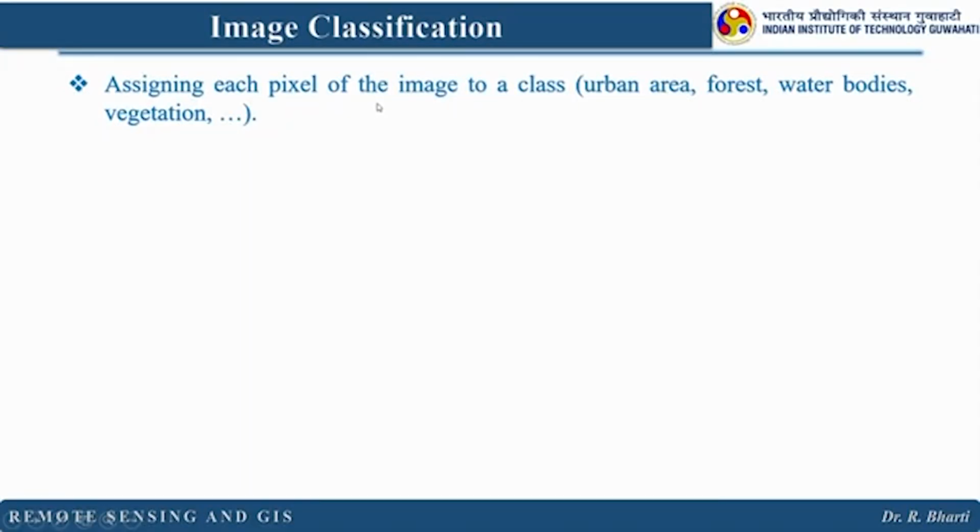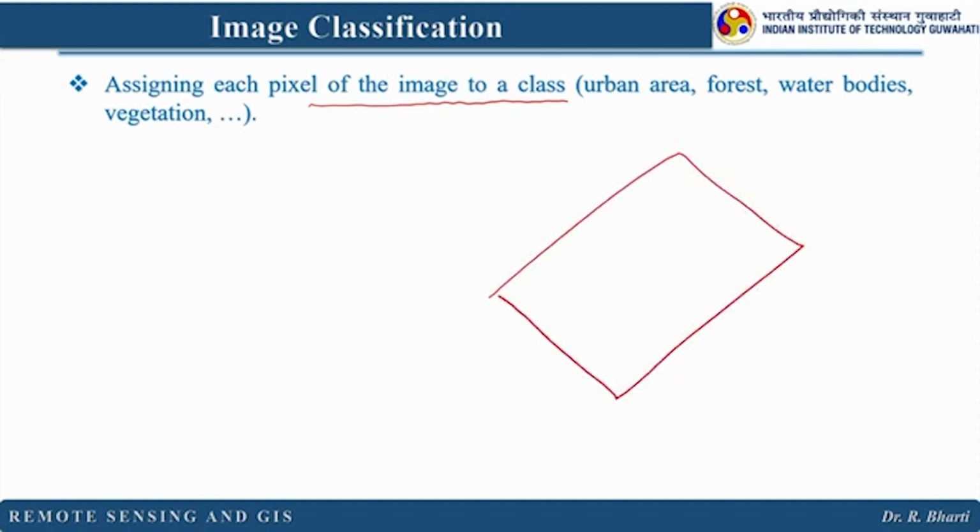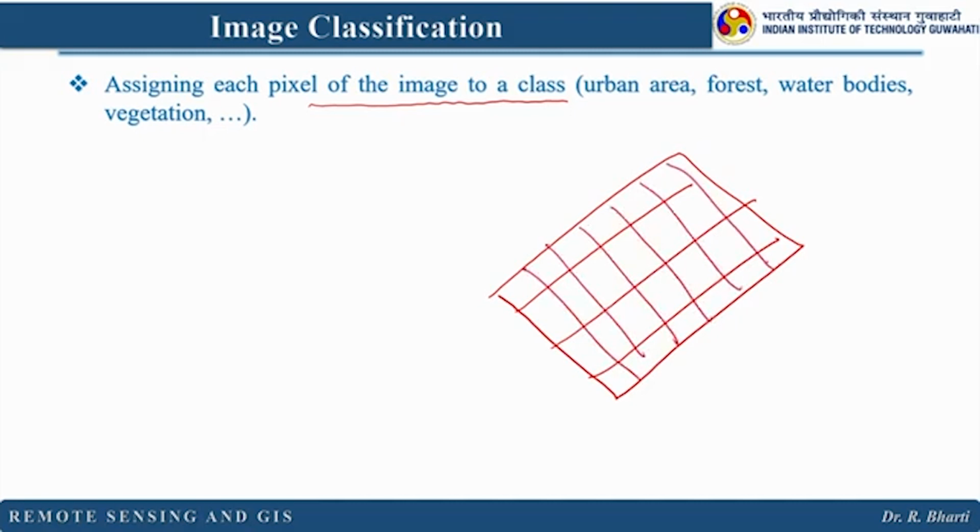So in image classification, what exactly do we do? We assign each pixel of the image to a class, right? And class means our land use or land cover. Suppose you have an image and you have pixels, and these pixels are nothing but the digital numbers. Only for visual purposes we see colors represented by these numbers. Here these classes are urban area, forest, water bodies or vegetation.